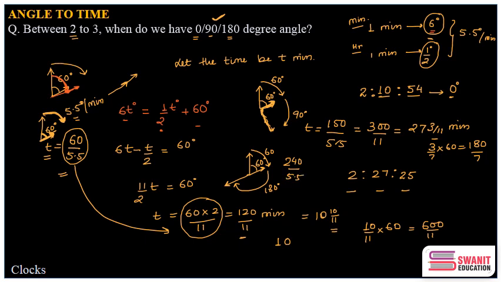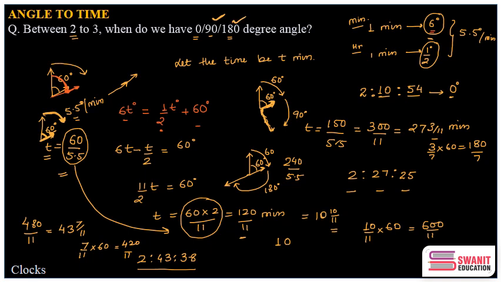240 upon 5.5 is nothing but 480 divided by 11, which will give me 11 fours are 44, 11 threes are 33, and 7 upon 11 minutes. So actually my answer to this question becomes 2 hours 43 minutes, and again to convert 7 by 11 into seconds, I multiply it with 60, which gives me 420 upon 11, which is 11 threes are 33, 90, 11 eights are 88. So 2 hours 43 minutes and 38 seconds, I get my 180 degree between 2 and 3.